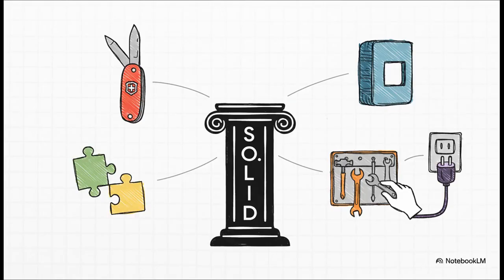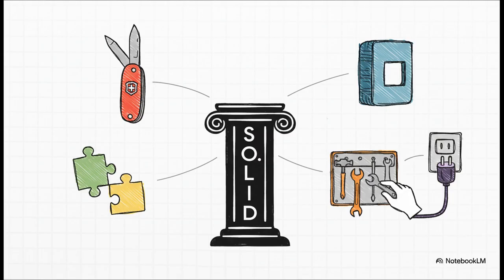And of course, we've got SOLID. These are like the golden rules of writing good software. You've got S for single responsibility. Every class has one job and one job only. O for open-closed. You can add new stuff but not change existing stuff. L for Liskov substitution. Basically, child classes should be able to stand in for parent classes without breaking anything. I is for interface segregation. Don't make classes implement methods they don't need. And finally, D for dependency inversion. Depend on abstractions, not on concrete details.